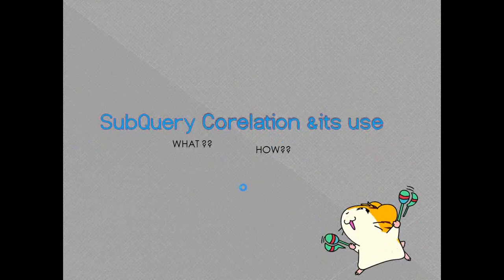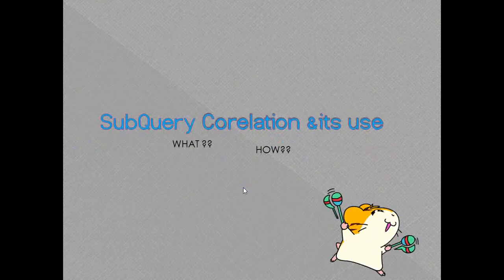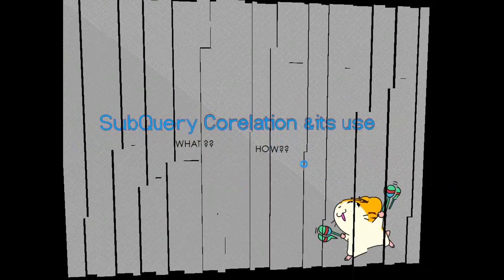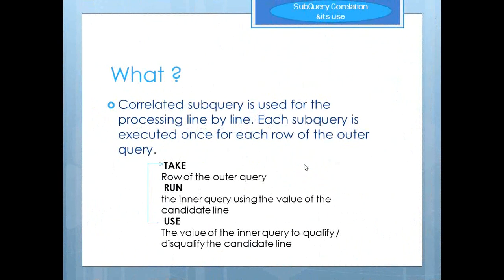Next subject is subquery correlation and its use. What is it and how? Correlated subquery is used for processing line by line. Each subquery is executed once for each row of the outer query.